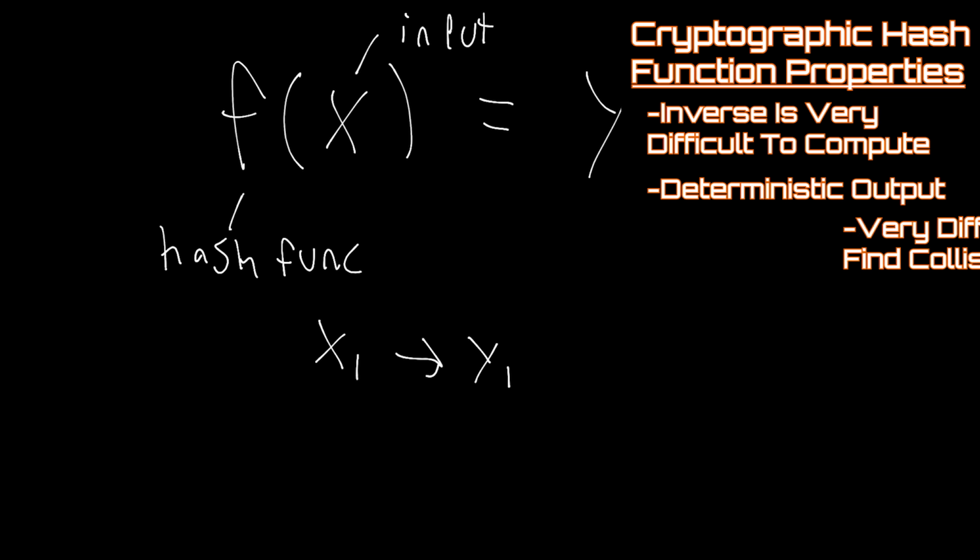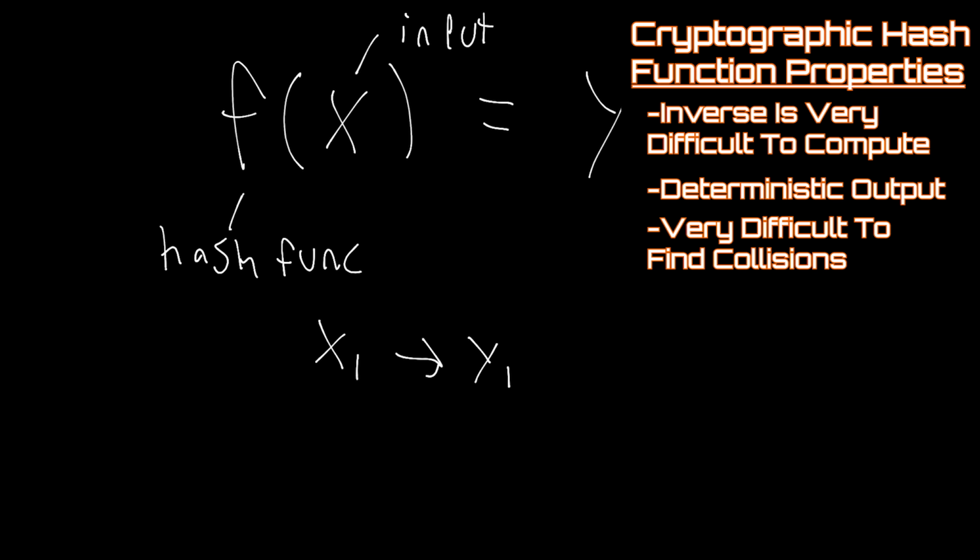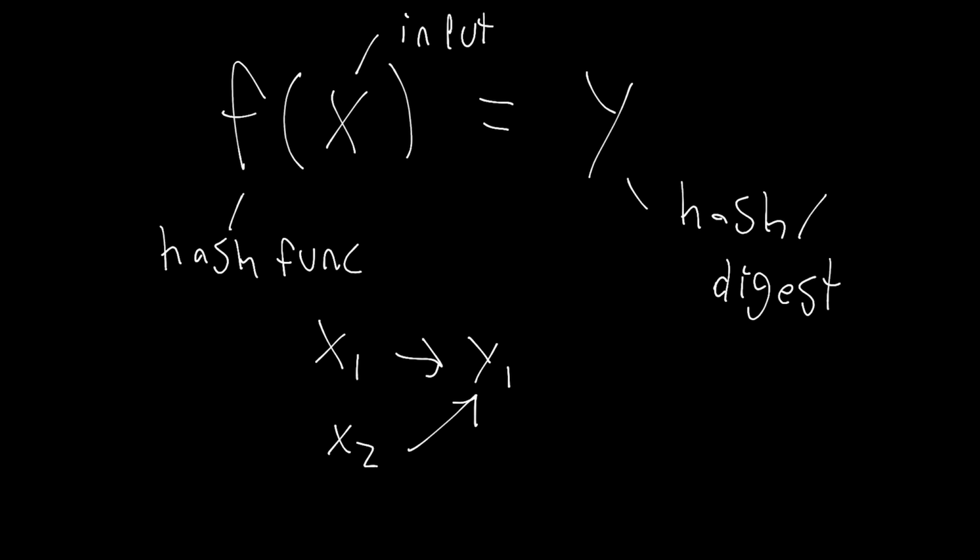Next property is that every output is unique. So if I pass x1, I get y1. Nothing else points to y1. So if I have x2, it's not possible for me to get the same y1. As soon as I have something like x2 and they both point to the same output, this is no longer a cryptographic hash function. So again, I need to add a small clarification here.